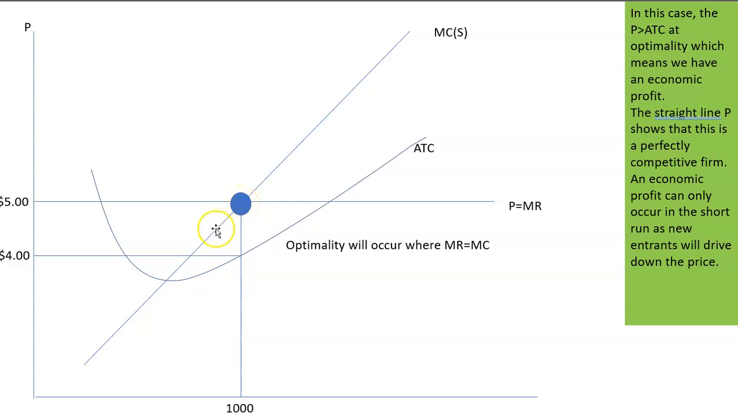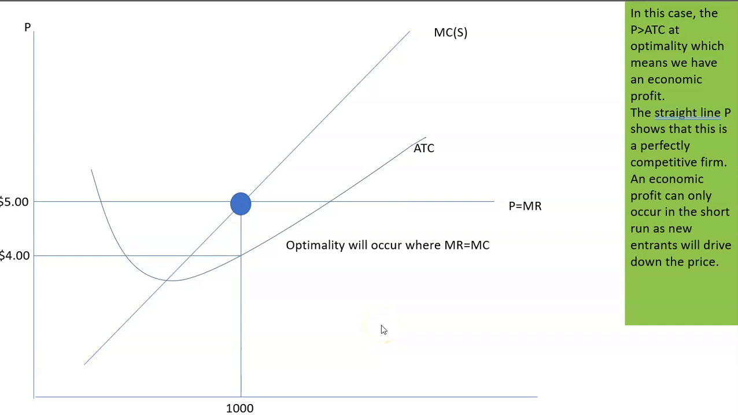If they were to produce here, they're leaving money on the table. If they produce up here, they are spending more on the product than they receive. In this particular example, we are running an economic profit because our price is greater than the average total cost. And if we wanted to, we could denote this rectangle as the profit, okay? Because the profit margin is $1 a unit, we're selling 1,000 units.